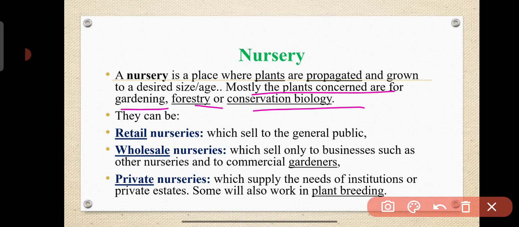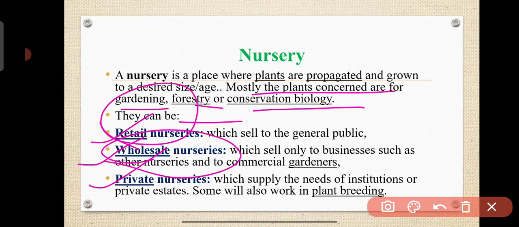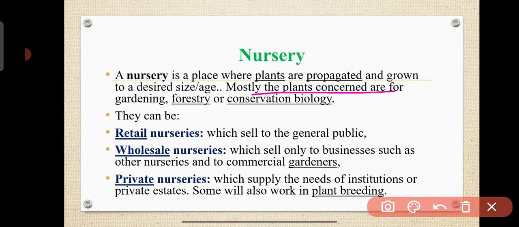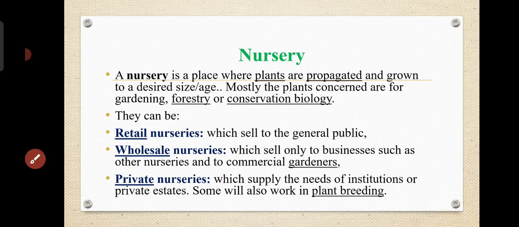Now, there can be three basic types of nursery, which are retail nursery, wholesale nursery, and private nurseries. As their names suggest, retail nurseries sell to the general public, wholesale nurseries sell only to businesses, other nurseries, or commercial gardeners, and private nurseries are made privately by an institution or by private estates, and these also work for plant breeding. Experiments usually happen in these kinds of nurseries. So these are the three basic types of nurseries.